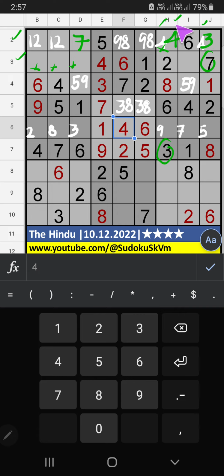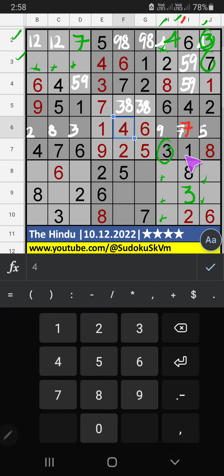Column J, column H, we have 3. So 3 can't come in these cells. Then 3 is confirmed here. Then third row, 2 numbers are remaining, 5 and 9. It will come in another 2 cells. We will confirm later. Then column I, only 1 number is remaining, 7. 7 is confirmed here.